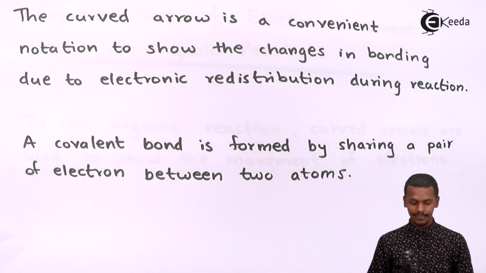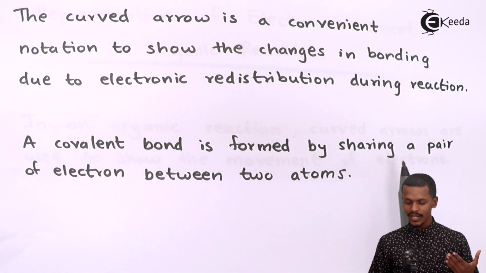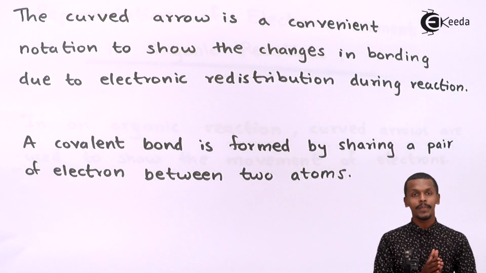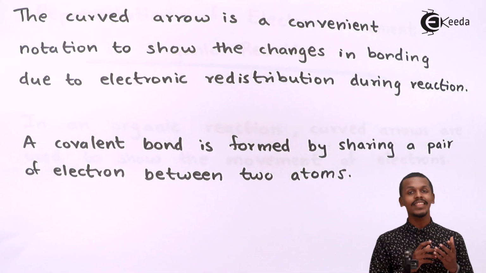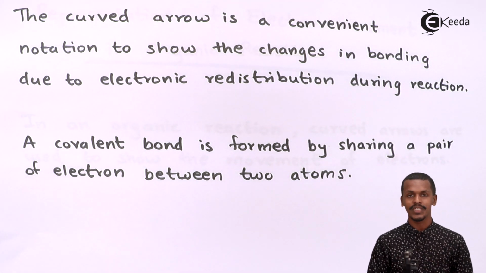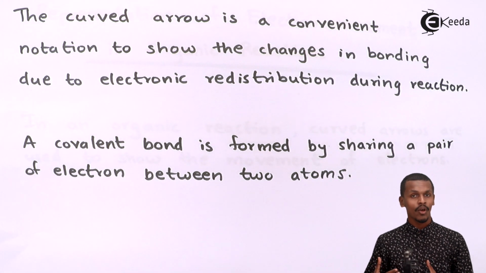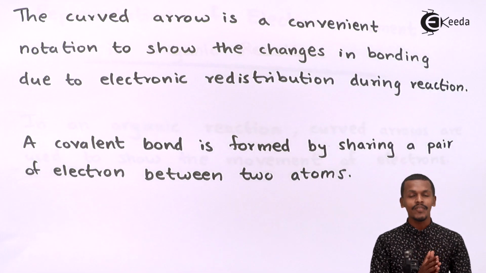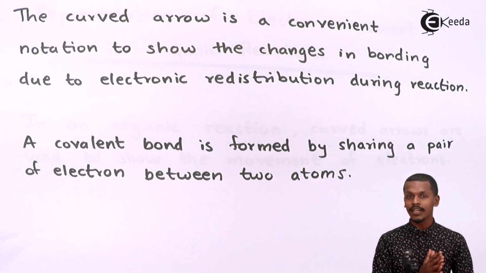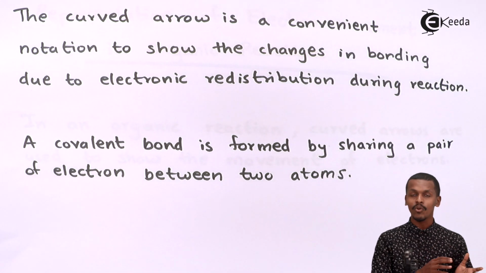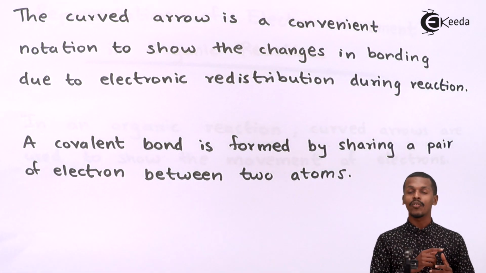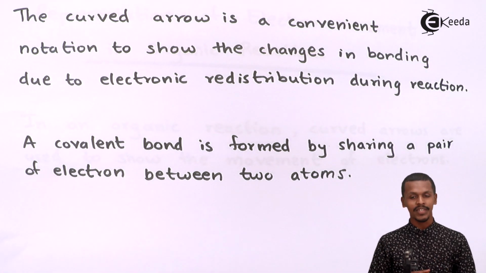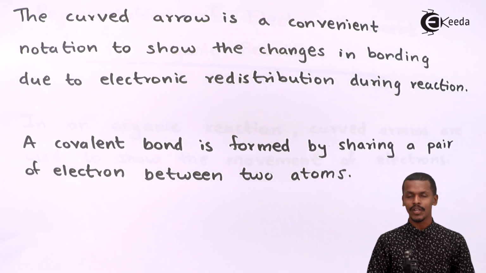Talking about the next one, a covalent bond is formed by sharing a pair of electrons between two atoms. So this is what we know. A covalent bond is formed because of the sharing of two electrons, but even this pair of shared electrons can be shifted, or we could say electron movement can take place in that case. That's the reason we represent a curved arrow when a pair of electrons is being shifted to a particular atom, or shifted between the two atoms that are present. So there are three different kinds of methods that we are going to talk about.